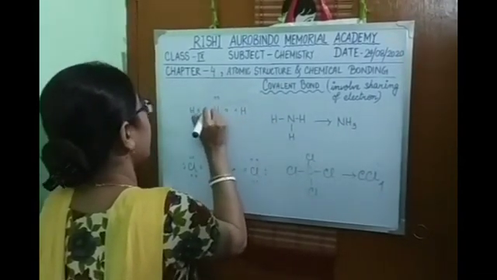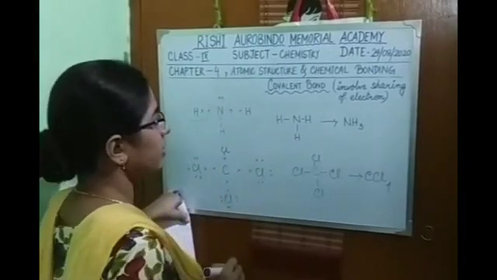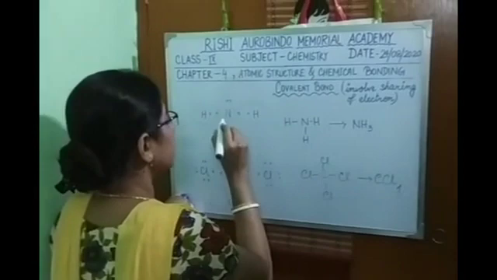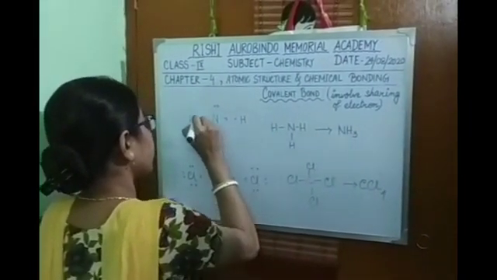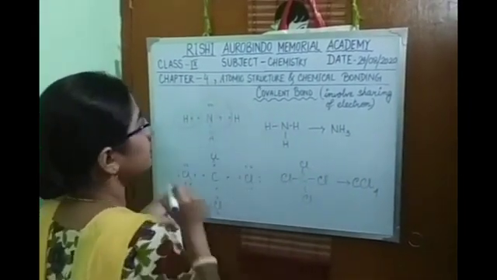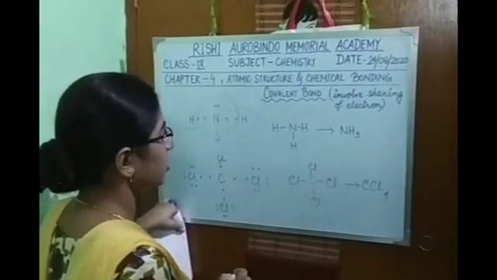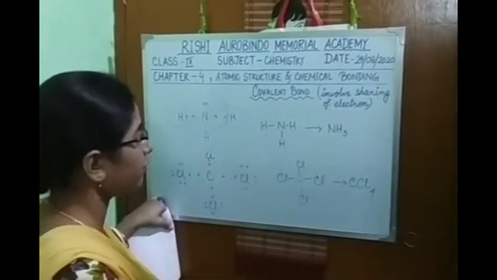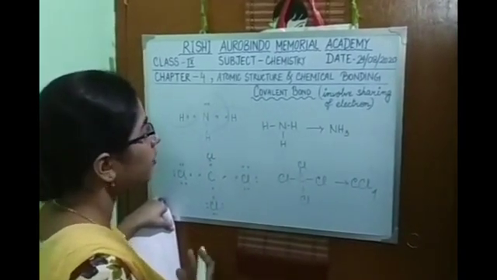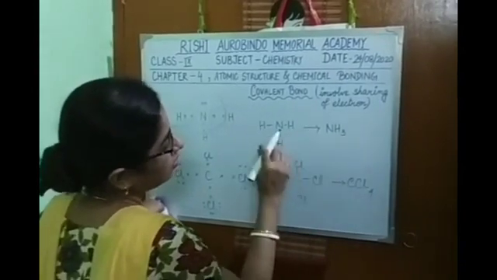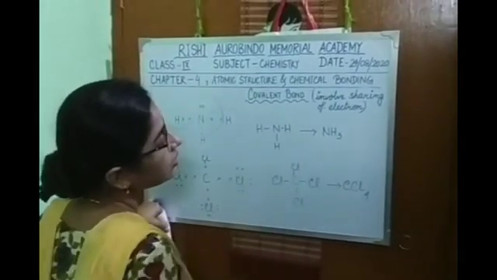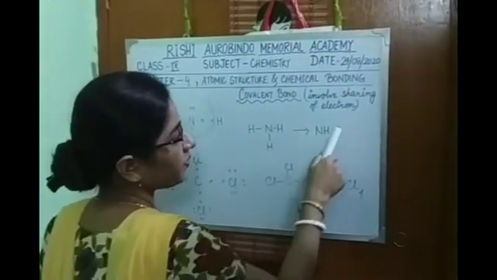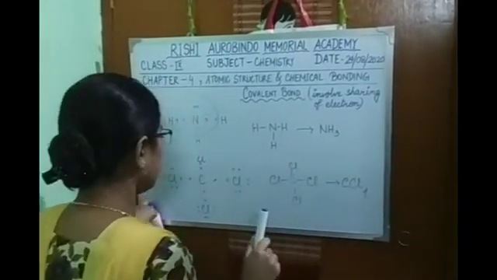hydrogen will attain the electronic configuration of the nearest noble gas, that means helium, and nitrogen will also have 8 electrons in its outermost shell. 1, 2, 3, 4, 5, 6, 7, 8 electrons in its outermost shell. It will also become stable. So this is how N, having a single bond with 3 atoms of hydrogen, forms NH3.